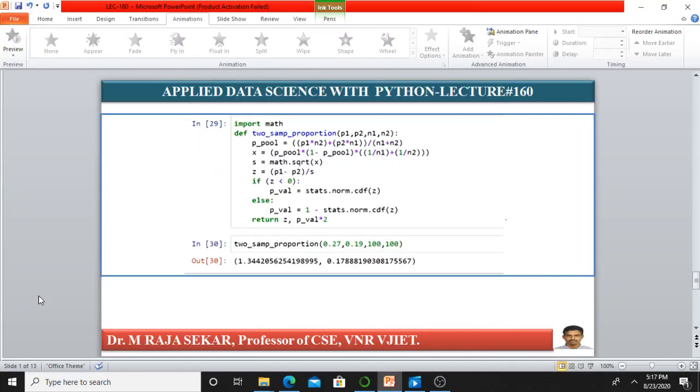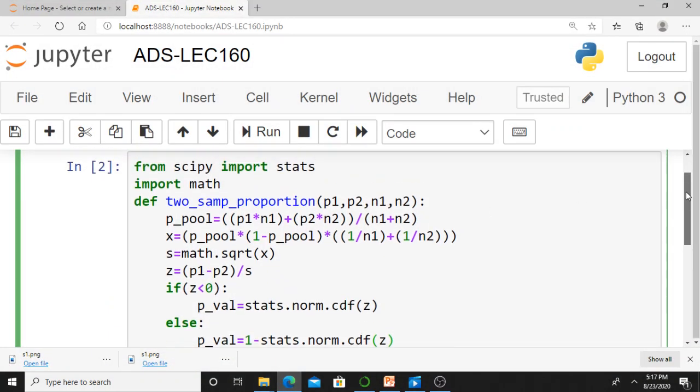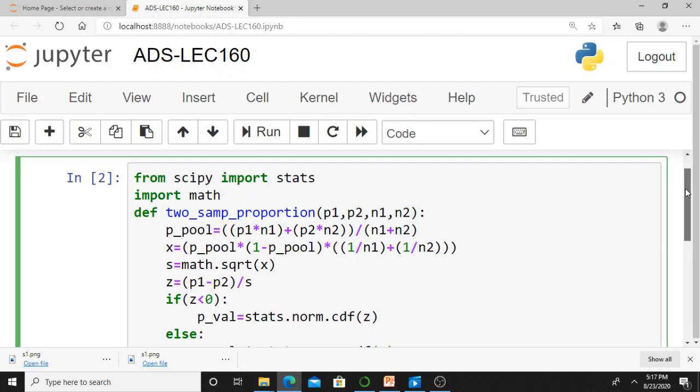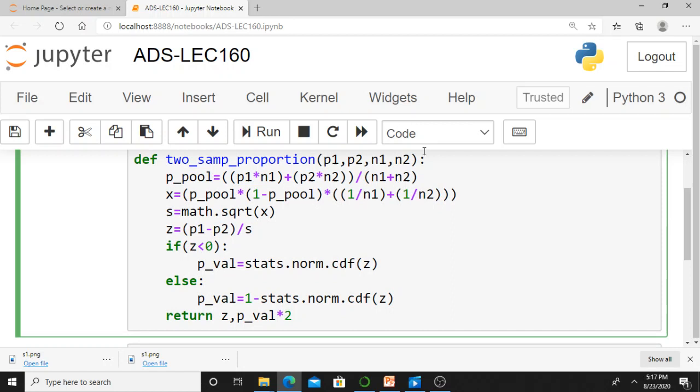How can one do it in a Python notebook? It's the same process which we discussed. This is my Jupyter notebook. From scipy import stats. Import math, define two_sample_proportion. This is p1, p2 and n1 and n2. p_pool is p1 n1 plus p2 n2 by n1 plus n2, the pooled proportion. This x is nothing but pq into 1 by n1 plus 1 by n2. s equal to math.sqrt, which is the denominator of your Z value, and your Z is p1 minus p2 by s.